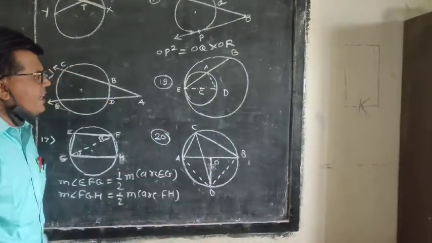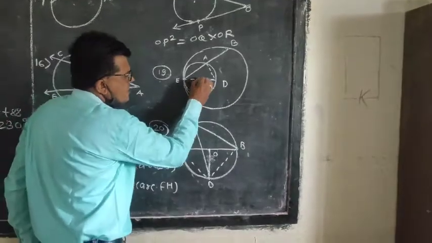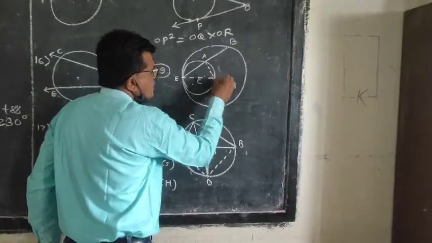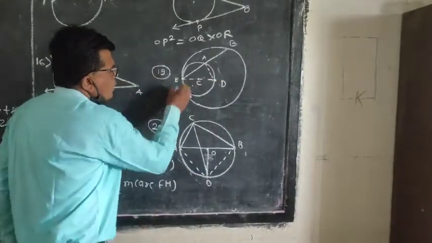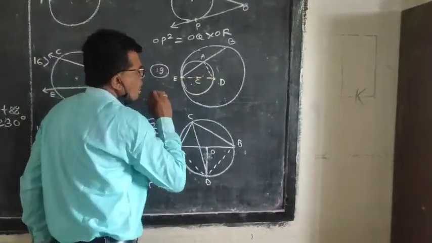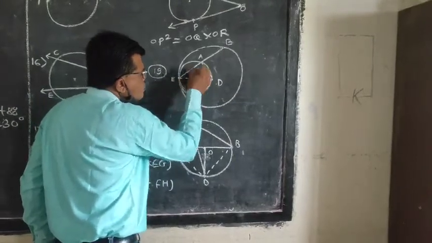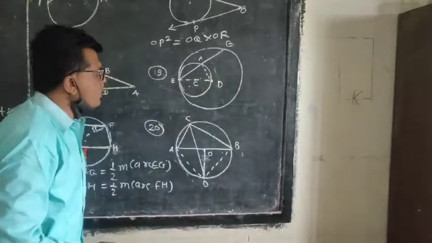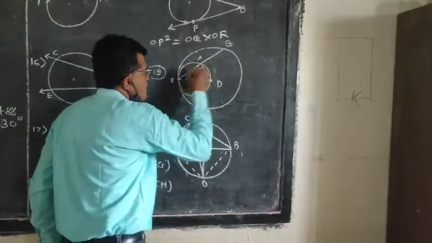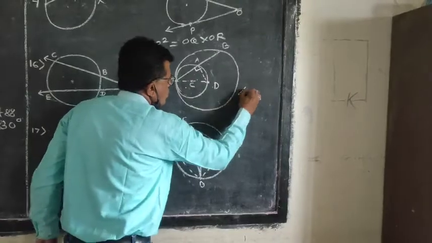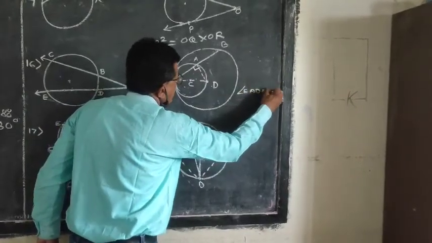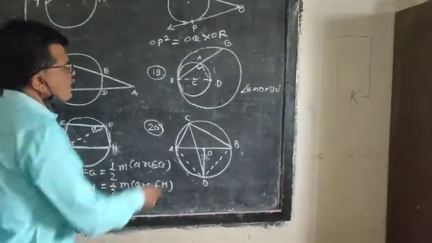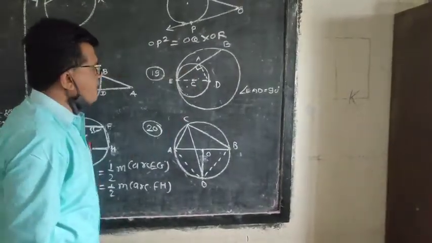Draw segments ED and DA. Then C is the center of the smaller circle, and D is the center of the bigger circle. Then E, C, D are collinear. In the smaller circle, C is the center and ED is the diameter. Then measure of angle EAD is equal to 90 degrees. Why? The angle described in a semicircle is a right angle.